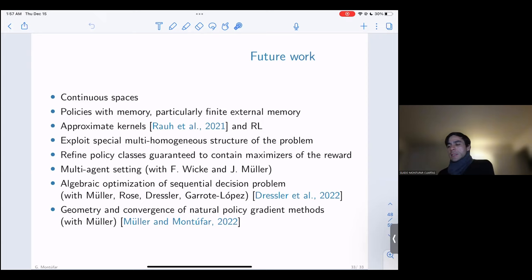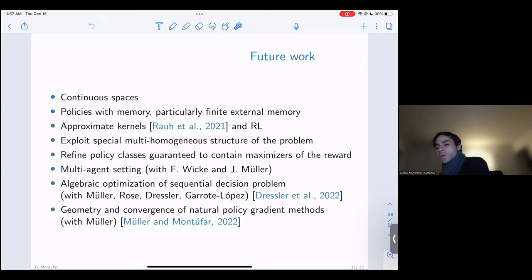So one I already mentioned, the algebraic optimization techniques for sequential decision making, and we have a preprint. Don't want to miss the opportunity to advertise. So with Johannes and Kemal Rosa, Marike Dressler, and Marina Garrote Lopez. We also have a discussion about policy optimization methods using policy gradient, and in particular, natural policy gradients. I have also a very recent preprint with Johannes on the geometry and convergence of natural policy gradients.